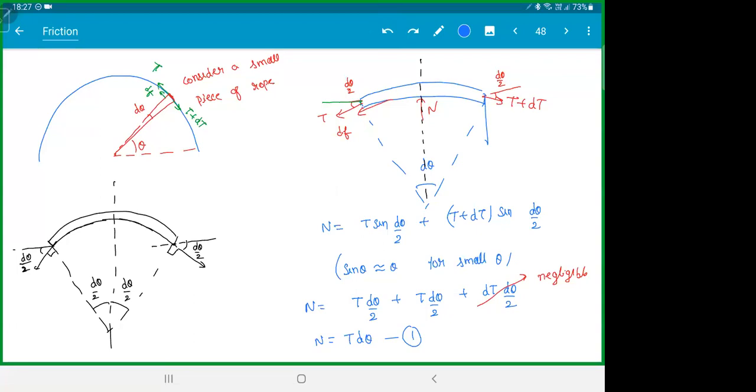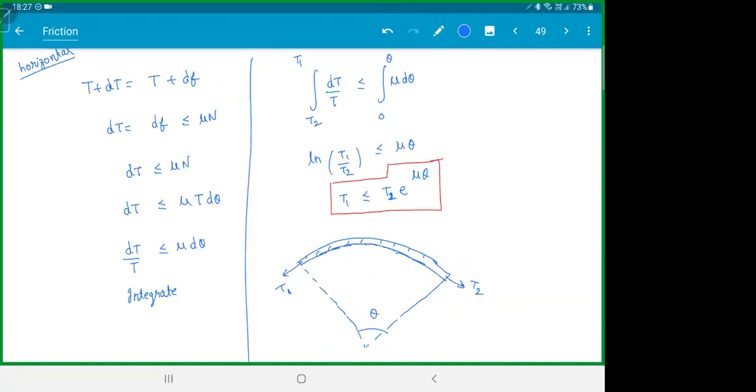Since for small angle sin θ is θ, sin(dθ/2) can be written as dθ/2. And here we get dT and dθ. dT is already small, dθ is already small, and you're multiplying two small quantities, so it is negligible. So from there I found the normal reaction in terms of tension and θ. I took this and kept it in the horizontal equation. And from here I found out the tensions are in the ratio of T1 by T2 is less than e^(μθ). So what is T1 here and what is T2 here?